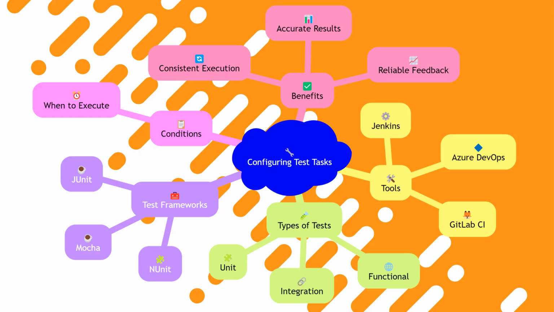Configuring test tasks is the first step in implementing tests in a pipeline. Test tasks are automated scripts or commands that run tests on the code base. These tasks can be configured using various tools such as Azure DevOps, Jenkins, or GitLab CI. The configuration involves specifying the type of tests to run, unit, integration, functional, the test framework to use, JUnit, NUnit, Mocha, and the conditions under which the tests should be executed. Properly configured test tasks ensure that tests are run consistently and accurately, providing reliable feedback on the code quality.